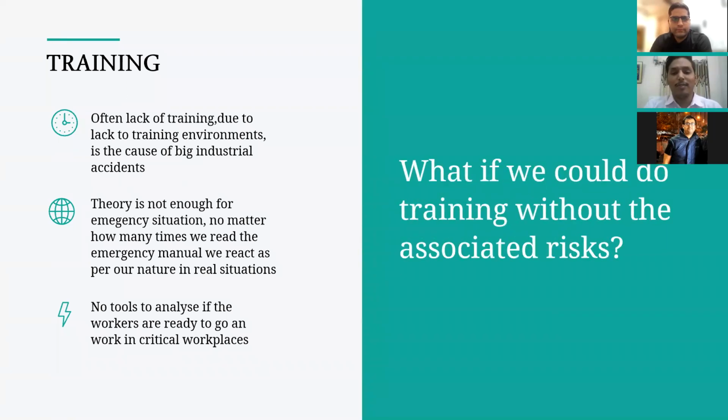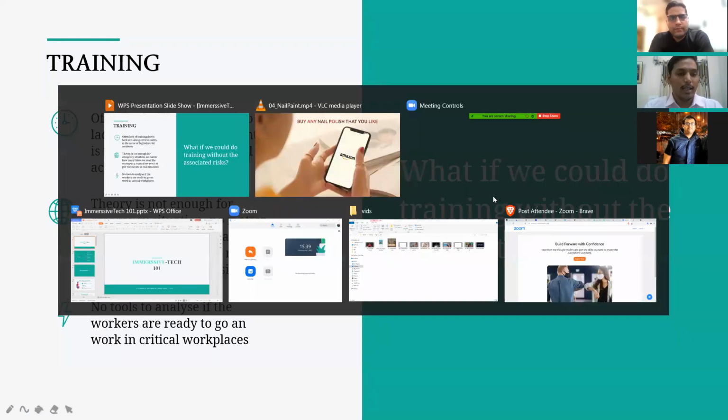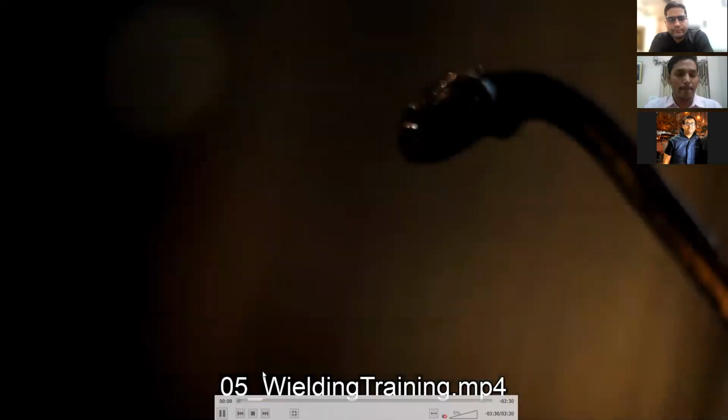But what if we could train without the associated risks? We could simply simulate these 3D environments in VR and trick our brain that we are actually in those environments. Okay, and see how those things work. Let's see an example for that.